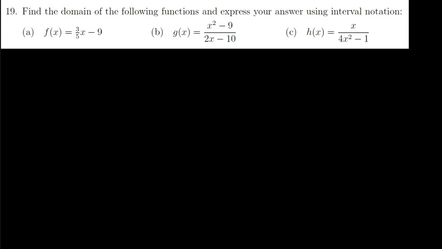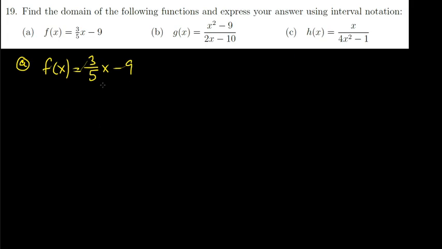Okay, number 19. Find the domain of the following functions and express your answer again using interval notation. For part A, we'll just do one by one here. Part A, we have the function f of x equals 3/5 x minus 9. You should recognize this as a linear function. It's just a straight line. y equals mx plus b. m is 3/5, b is negative 9.